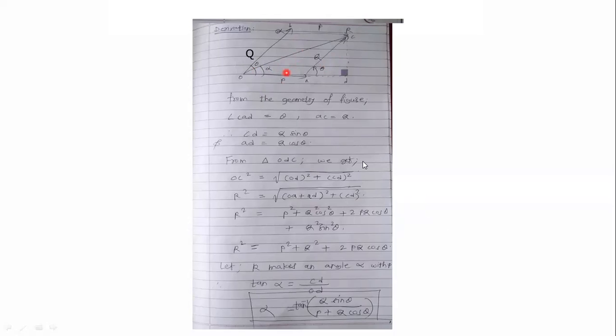Okay, now simply you have to apply the Pythagoras theorem here. For this triangle, OC is the hypotenuse. Now OC square will be equal to OD square plus CD square. You can see here, you can zoom in so that you can see it clearly. You are applying the Pythagoras theorem for the triangle ODC, which is a right angle triangle.